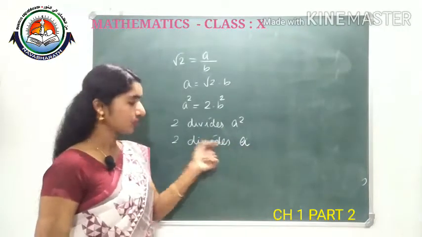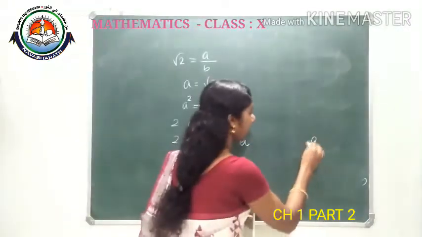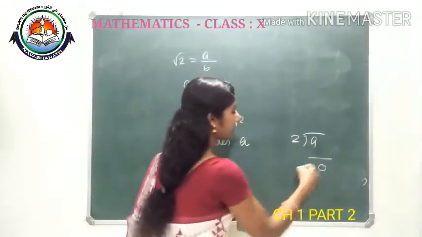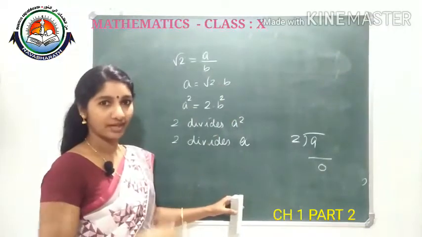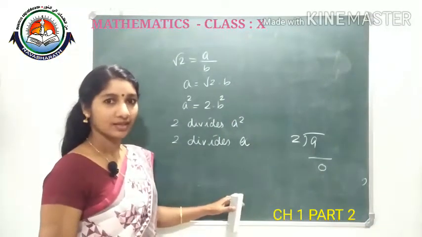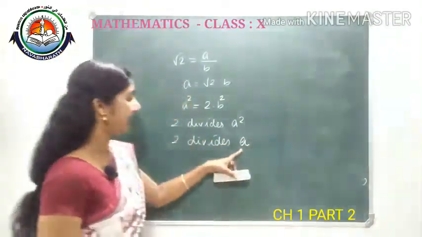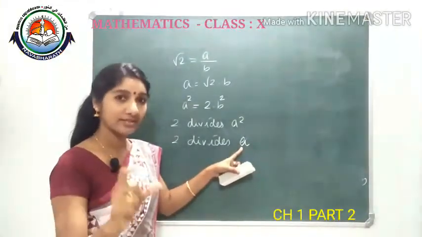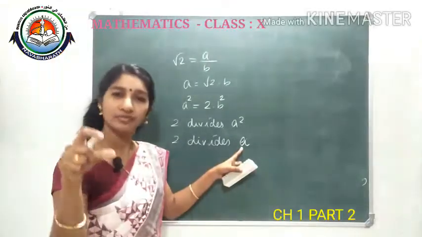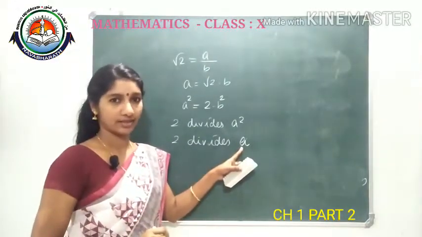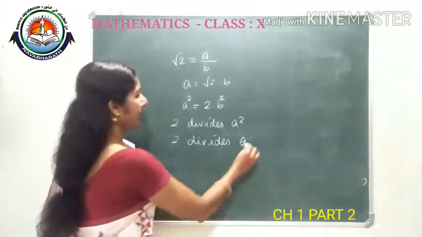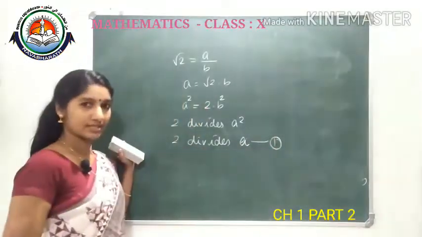What is its meaning? 2 divides A means A divided by 2 is possible, exactly divisible by 2. Clear? So 2 divides A. If you are not able to understand this wording, you can use another way: 2 is a factor of A. But it is better to use the notation 2 divides A. So we got one statement, 2 divides A.